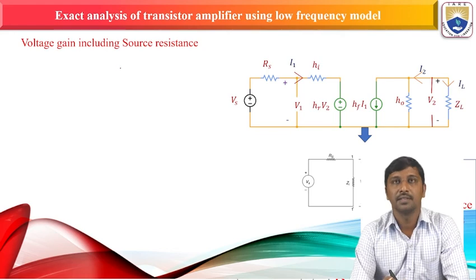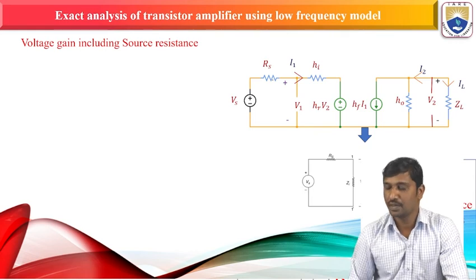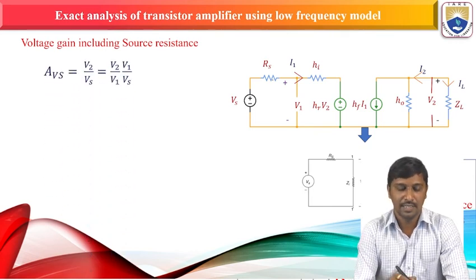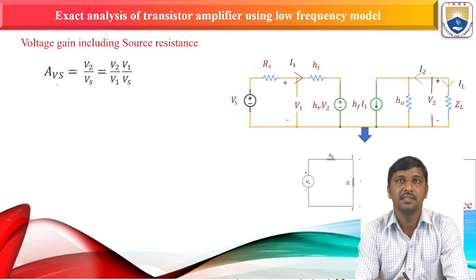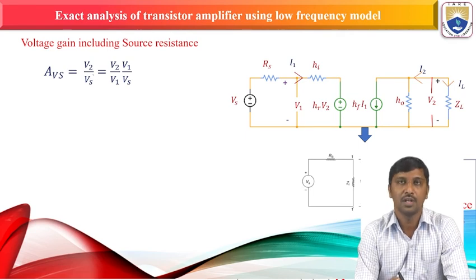Now I'm going to consider the voltage gain along with this source resistance. In the previous case, we did not consider the source resistance. Now I'm going to consider the voltage gain including the source resistance, that is Rs. It is represented as AVS, meaning the voltage gain including the source resistance. It is defined as the ratio of output voltage to the input voltage.